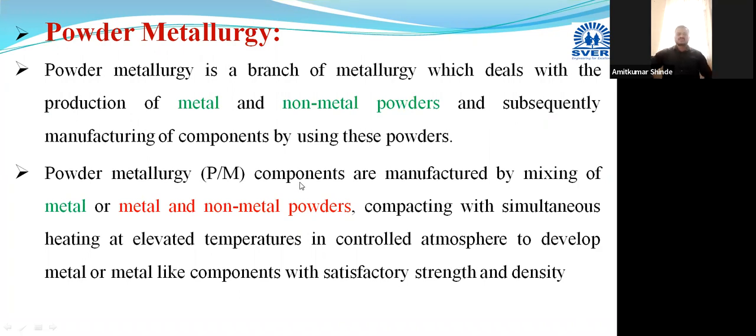In today's session, we are going to discuss the concept of powder metallurgy. Along with the concept of powder metallurgy, we are going to discuss the different methods of powder production. With the help of these methods, we can do the production or manufacturing of metal as well as non-metal powders. After that, we are going to discuss the various steps involved in the manufacturing of a component using the powder metallurgy technique. And in that, we are going to discuss these steps.